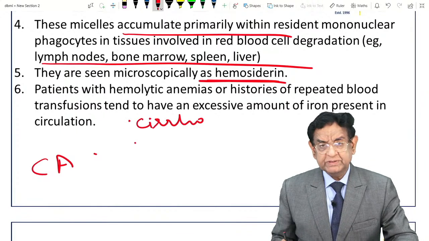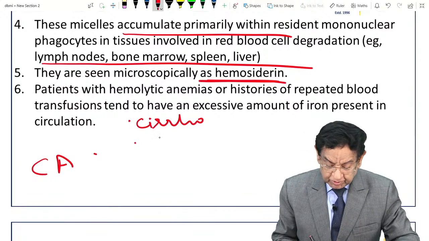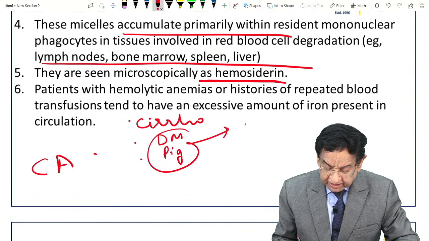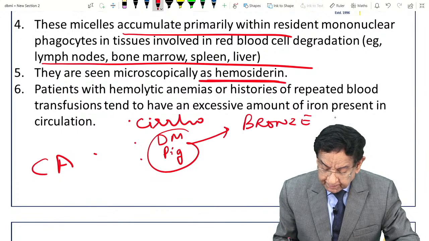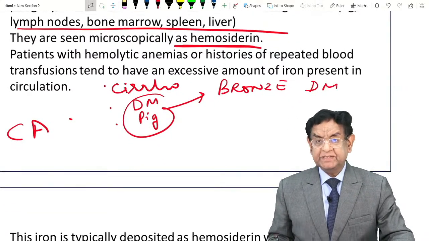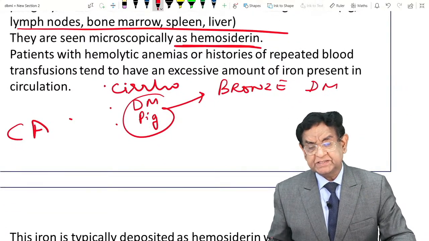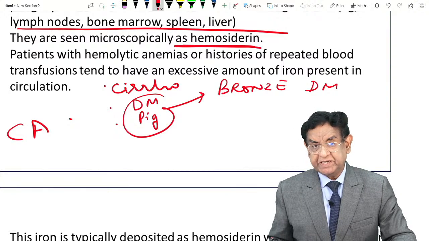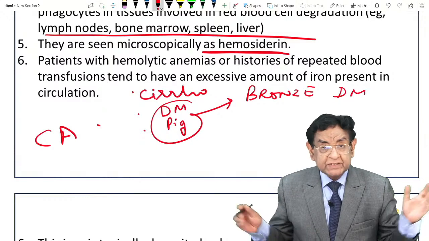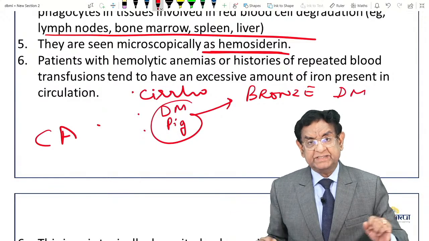It can even deposit in the pancreas and lead to diabetes. In the skin, it can lead to skin pigmentation. That's why these together are known as bronze diabetes. It can lead to cardiomyopathy also. Bronze diabetes is the name because the pancreas is destroyed and there is skin pigmentation. So that's why we want to chelate this iron.